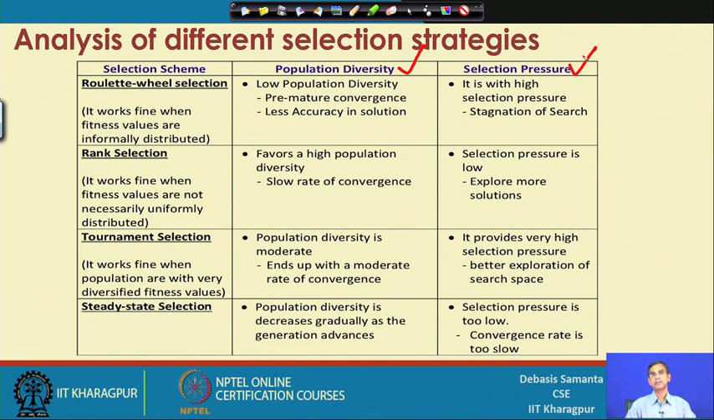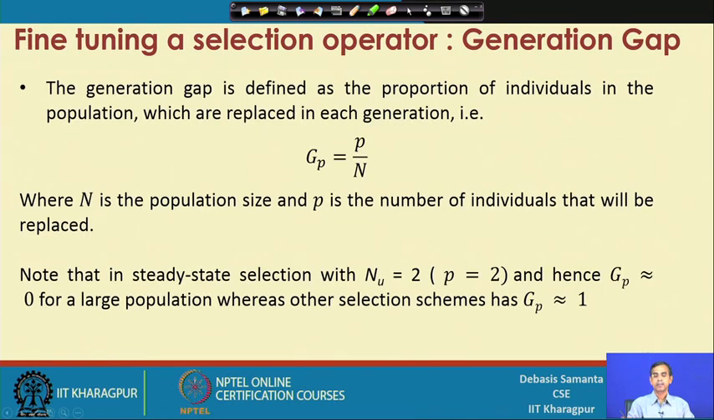So this comparison gives us enough idea about which selection strategy is to be followed. If we want high population diversity, then definitely we can go for rank selection. On the other hand, if we want very high selection pressure and low population diversity, then we can choose the Roulette wheel selection strategy. So these are the different selection strategies in GA theory that we have discussed in this lecture, and we will discuss other operators also.